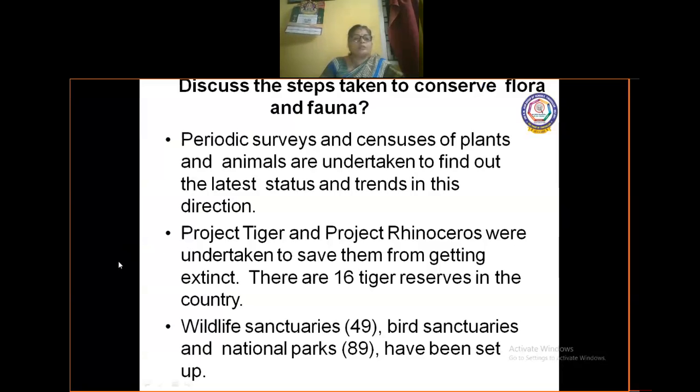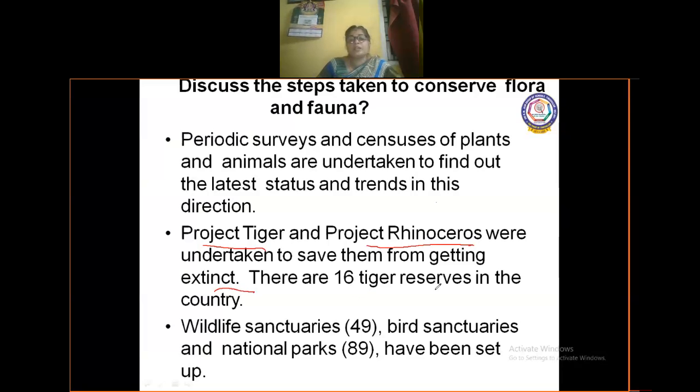So how important is conservation? What do you mean by conservation? You have learned already in the lower class. Conservation is nothing but saving the resource. And here wildlife are an important resource for us. They belong to nature and they are important for human survival too. So Project Tiger and Project Rhino were undertaken to save them from becoming extinct. Already the cheetah in India is extinct.